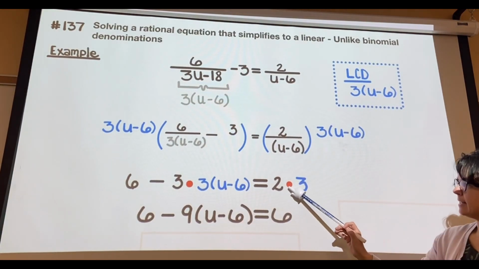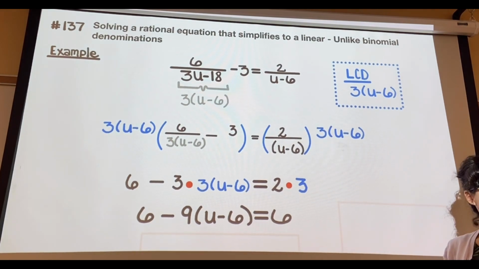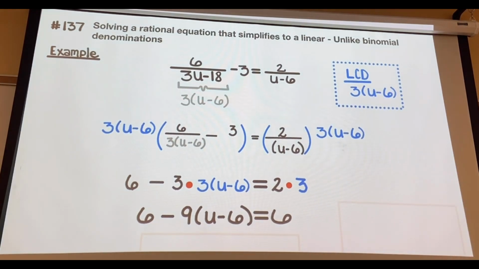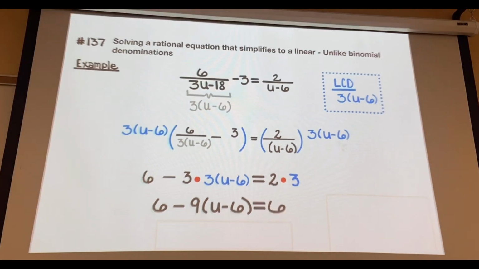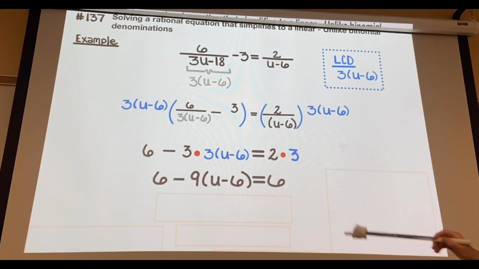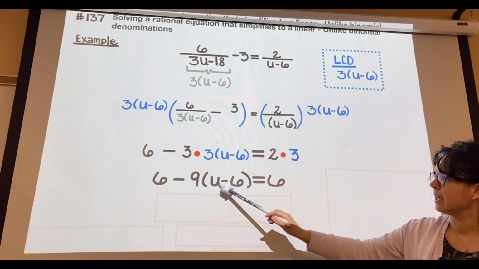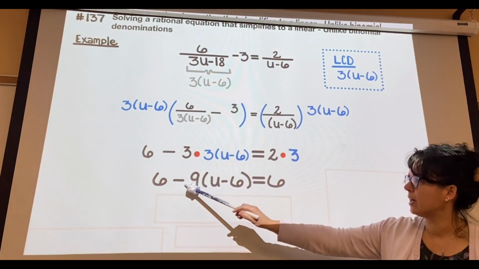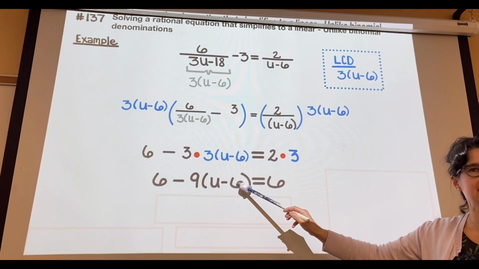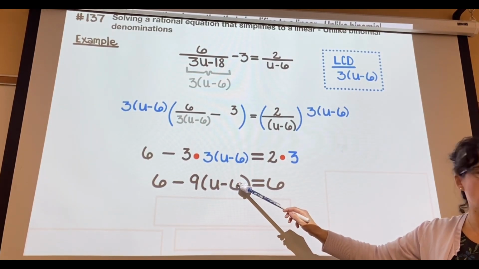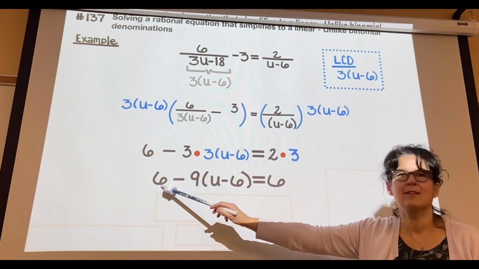And then I went ahead and said 2 times 3 is 6. All right, so then we keep on going here. Now I can distribute this negative 9 through. So negative 9 times u is negative 9u, and negative 9 times negative 6 is going to be 54. And we still have this 6 out front.